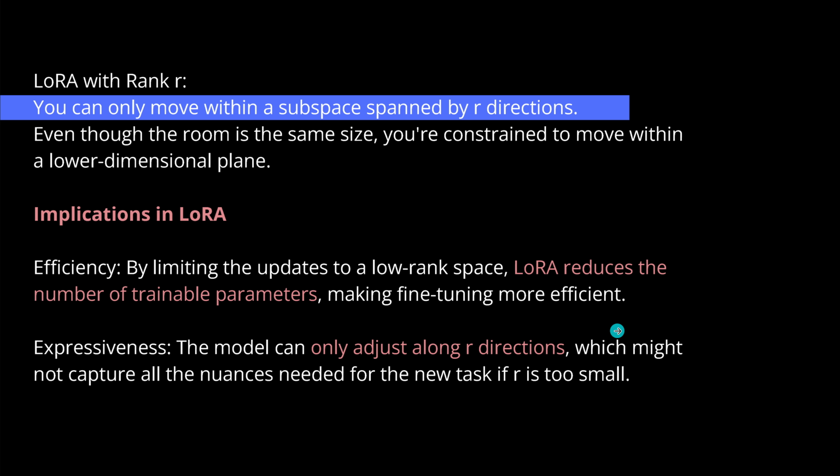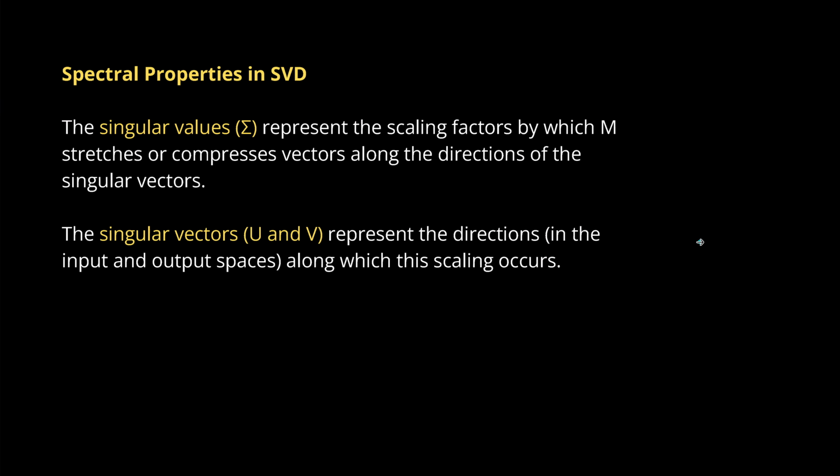And this is next topic. So, if you want to understand this on the next deeper level, we have to talk about the spectral properties in SVD. So you remember from back in school, singular values represent here the scaling factors by which M stretches or compresses here the vectors along the direction of the singular vectors. And the singular vectors, normally U and V, represented here the direction in the input and output space along which this scaling occurs.